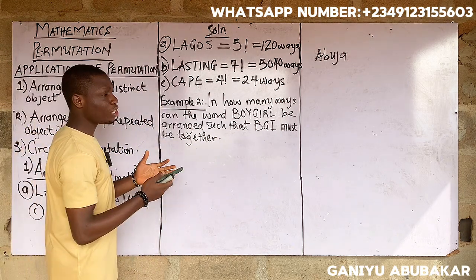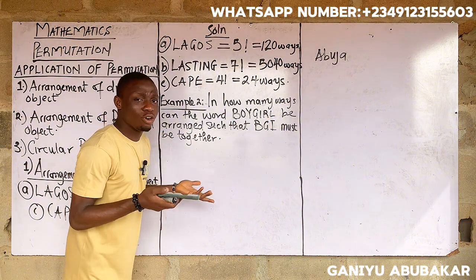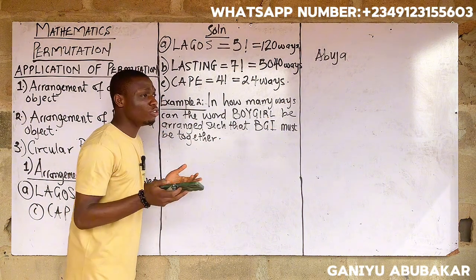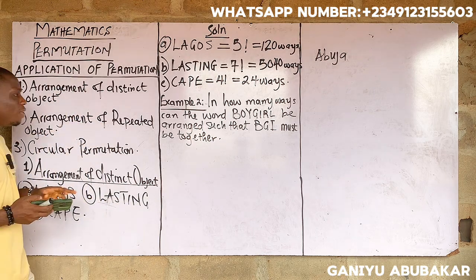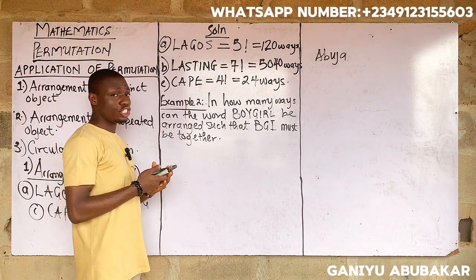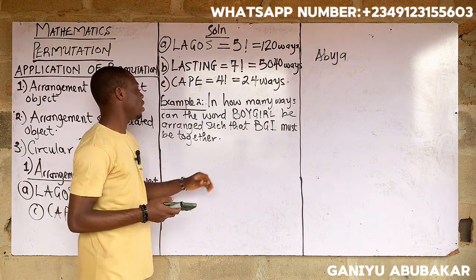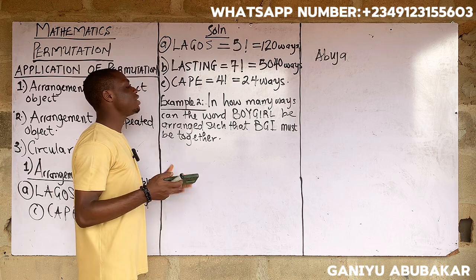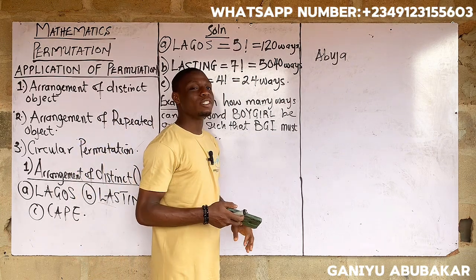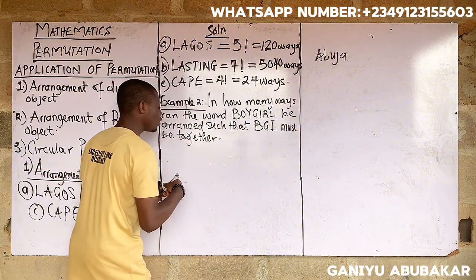Observe that the word given is BOYGIRL. In this BOYGIRL here, there is no repeated object. That becomes a condition under the first application. Now listen up. How do you solve this one? It's quite a simple task. This one says, in how many ways can the word BOYGIRL be arranged such that BGI must be together? There's a condition here. Let's solve this please.